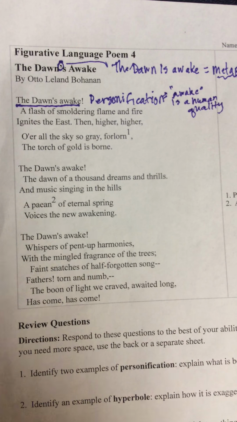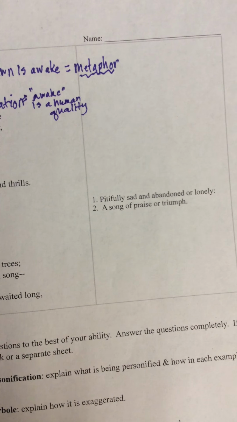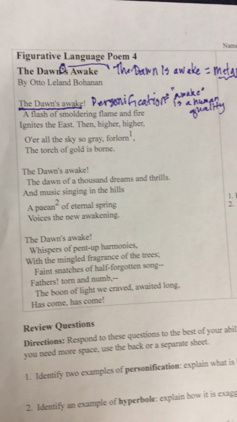So we're going to look for another example of personification. It's on down in the second stanza there. It says, "Over all the sky so gray forlorn, a torch of gold is born." If you look at your footnotes, forlorn means pitifully sad and abandoned or lonely. Well, those sound like human qualities to me.